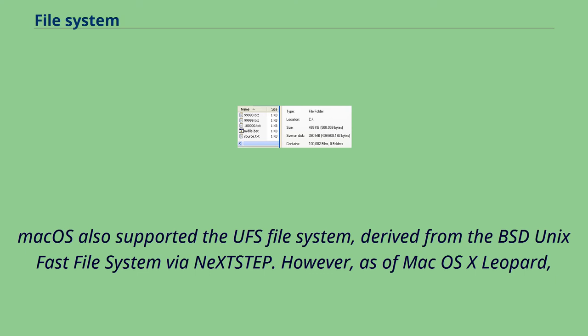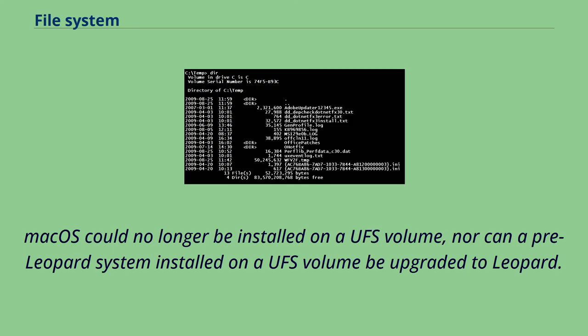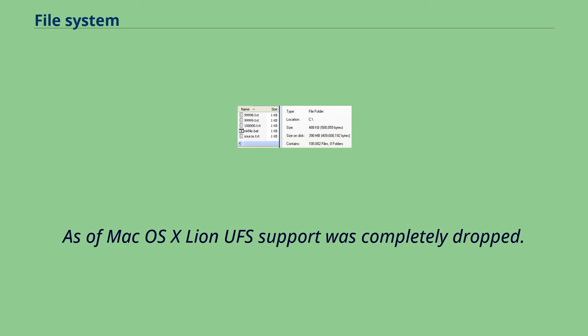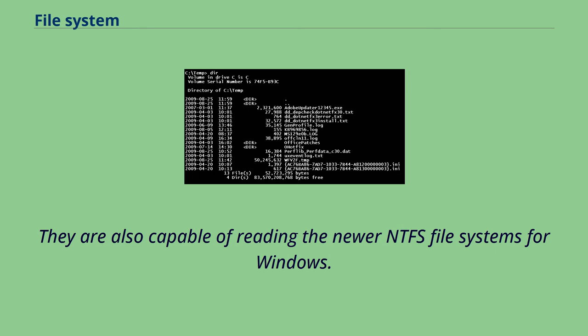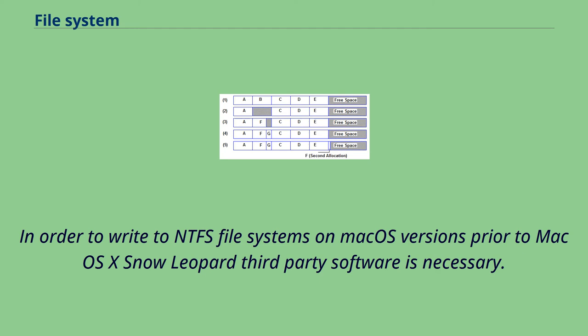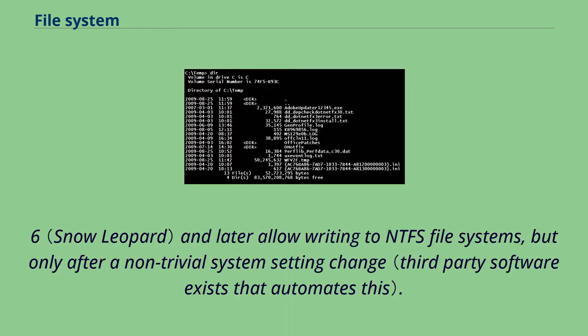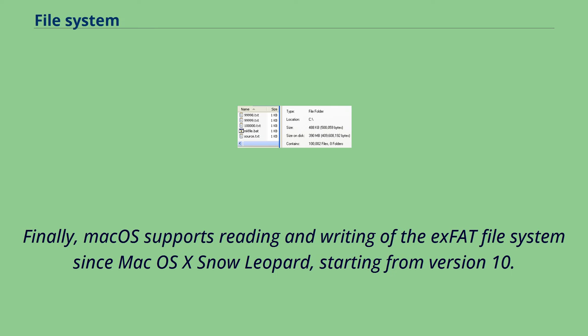However, as of Mac OS X Leopard, macOS could no longer be installed on a UFS volume, nor can a pre-Leopard system installed on a UFS volume be upgraded to Leopard. As of Mac OS X Lion, UFS support was completely dropped. Newer versions of macOS are capable of reading and writing to the legacy FAT file systems common on Windows. They are also capable of reading the newer NTFS file systems for Windows. In order to write to NTFS file systems on macOS versions prior to Mac OS X Snow Leopard, third-party software is necessary. Mac OS X 10.6 and later allow writing to NTFS file systems, but only after a non-trivial system setting change. Finally, macOS supports reading and writing of the exFAT file system since Mac OS X Snow Leopard, starting from version 10.6.5.